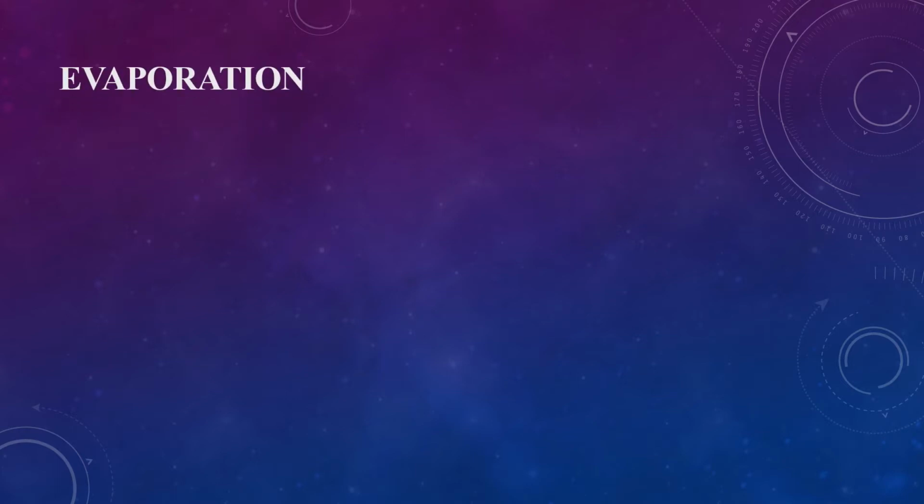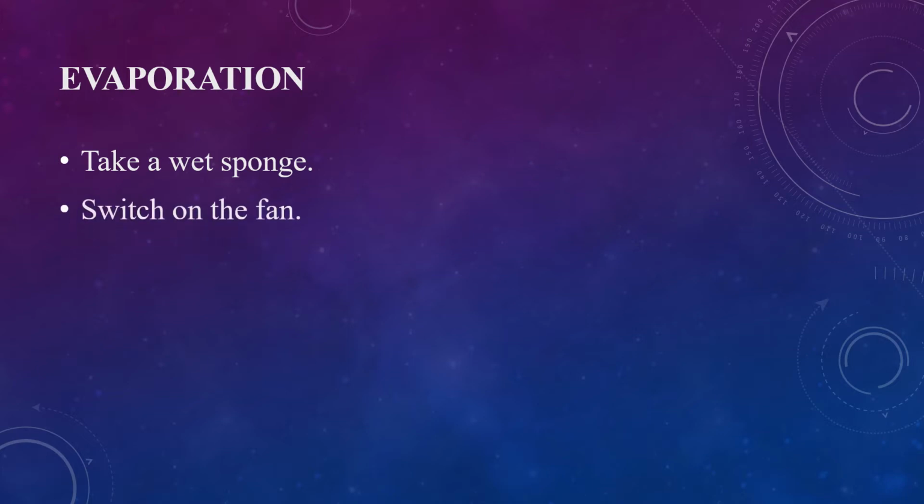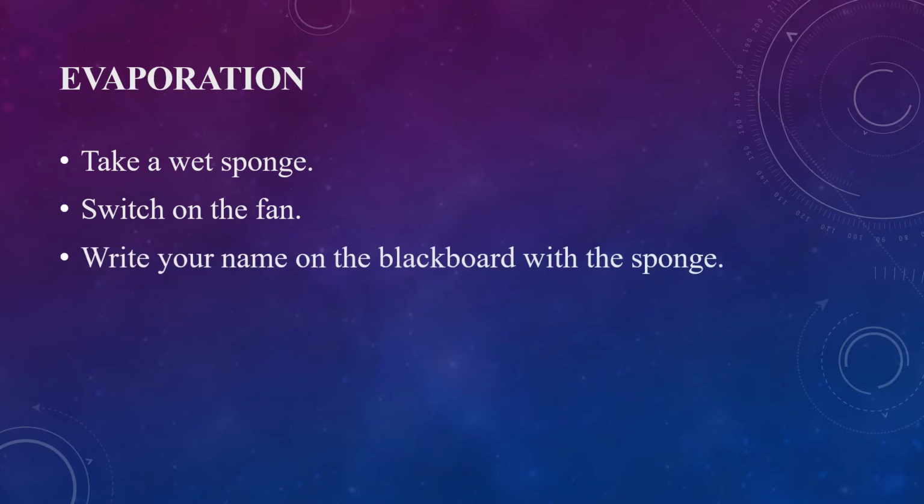Children, let us learn about evaporation. We are going to study about evaporation through an example. Take a wet sponge. You know what is sponge? That absorbs water in it. So we are going to wet it. Switch on the fan. Write your name on the blackboard with the sponge.